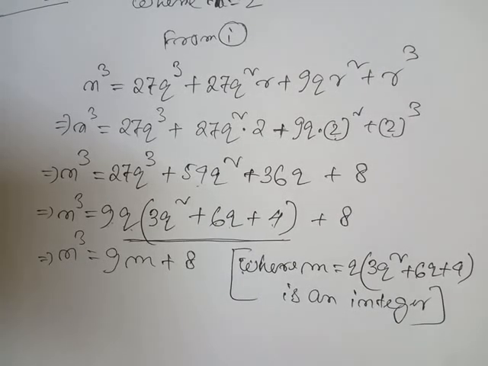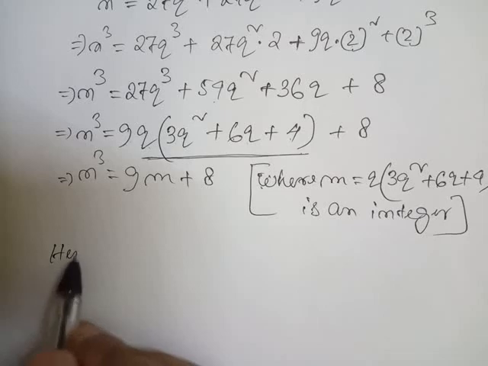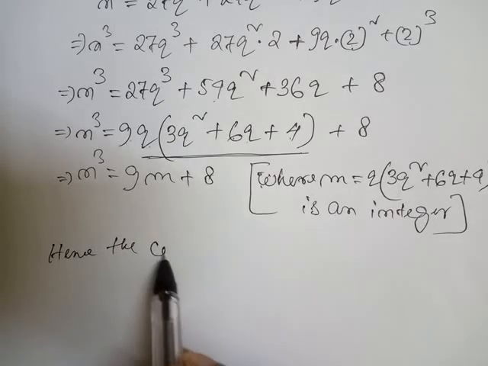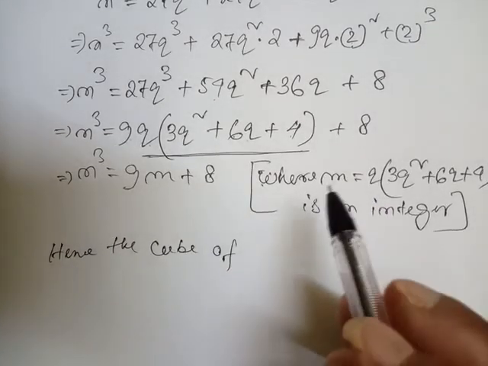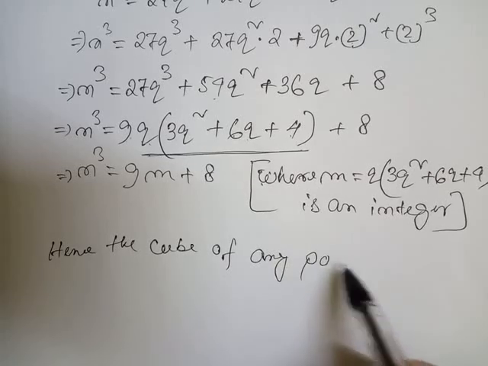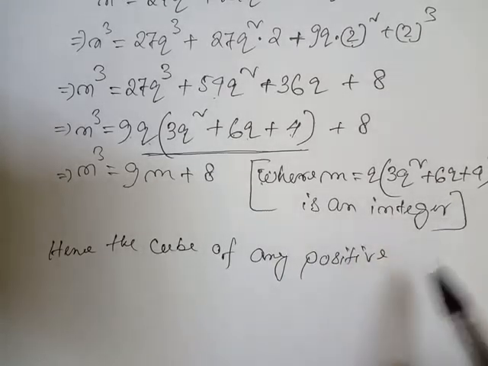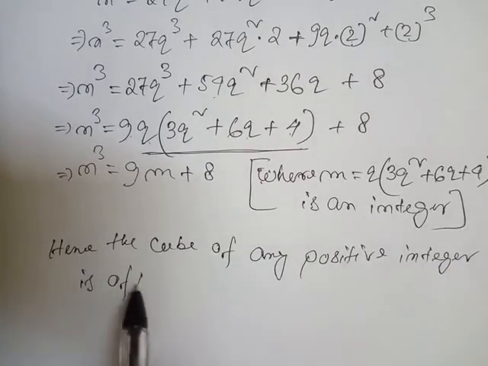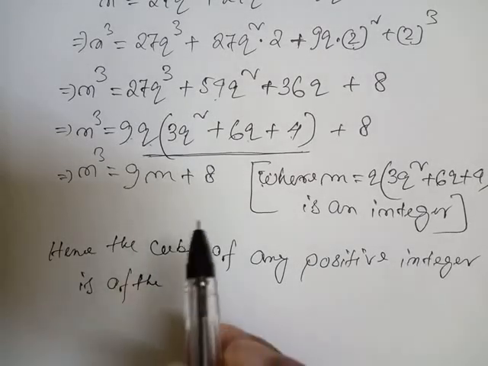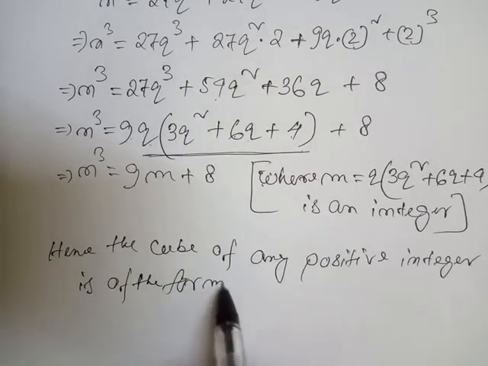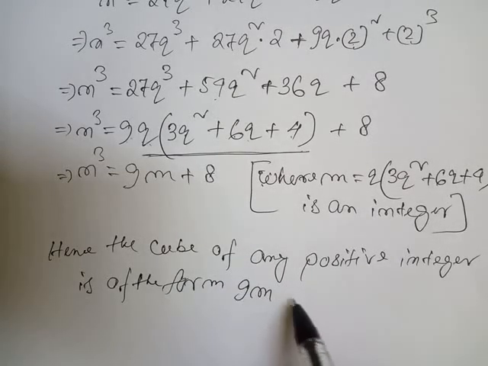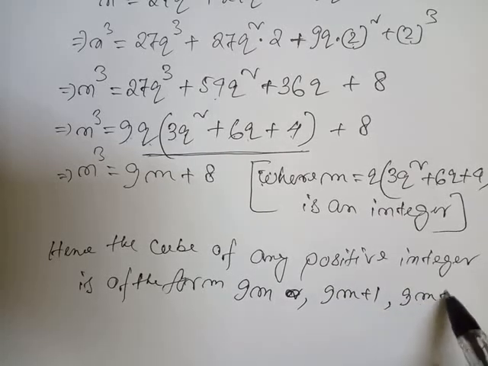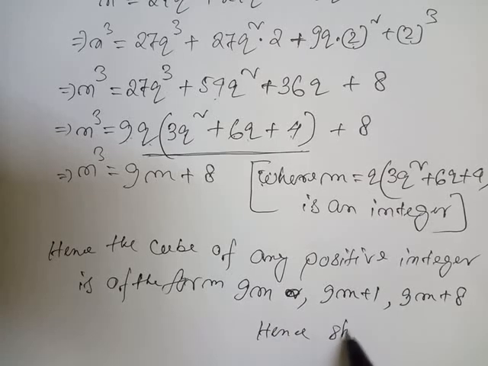Now the last line, we'll write here the last line: hence the cube of any positive integer is of the form 9m, 9m plus 1, or 9m plus 8. Hence shown.